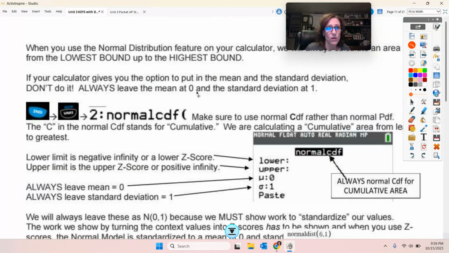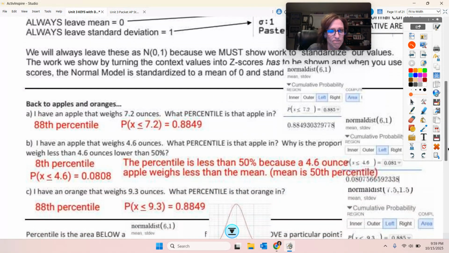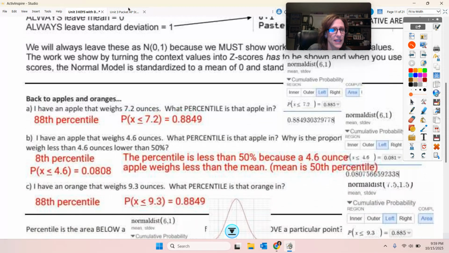Okay, so now, the top of the next page, this is the TI calculator information. I don't have that for you in terms of how you would do that on the Desmos. I don't have that typed out for you because we're just kind of doing it and having you remember it. So remember that. So here we have the same thing with the apple that was 7.2 ounces. It was in the 88th percentile. So basically we just did that. Ooh, but what about an apple that weighs 4.6 ounces? Let's go see what percentile that one is in.